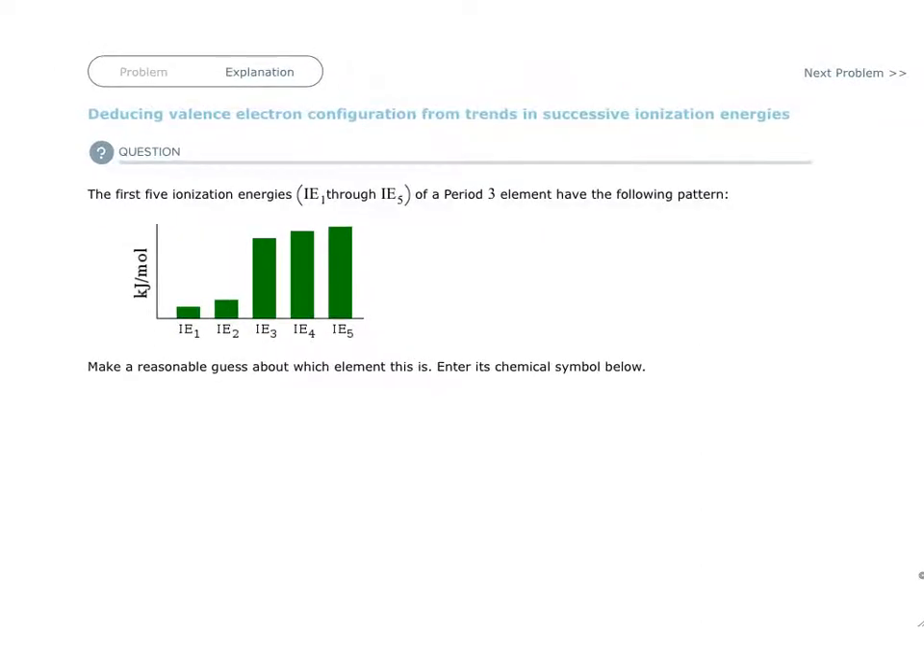So that's how you do it. You're simply looking for what makes the most sense. Magnesium. What makes the most sense in terms of the ionization energies.